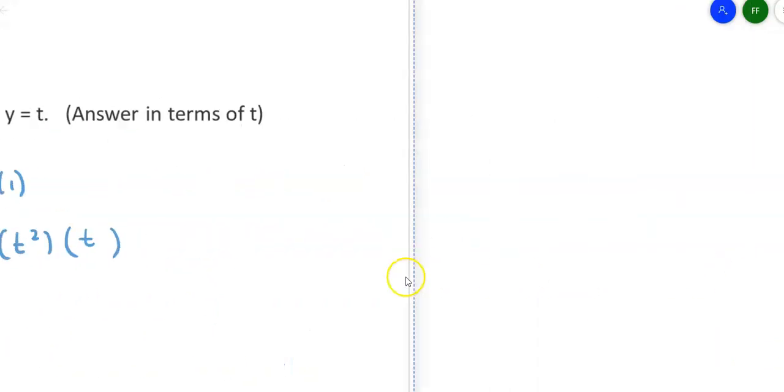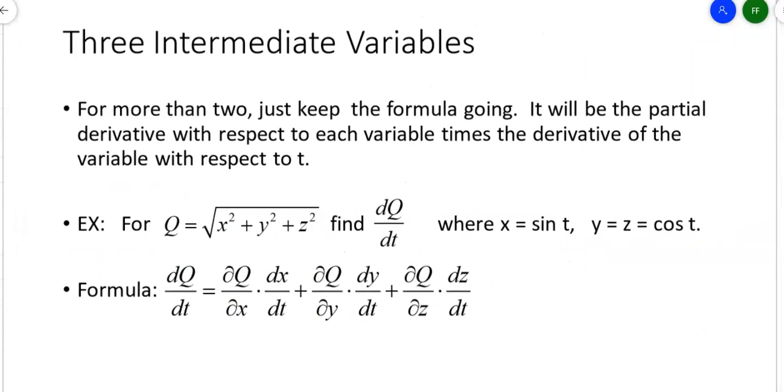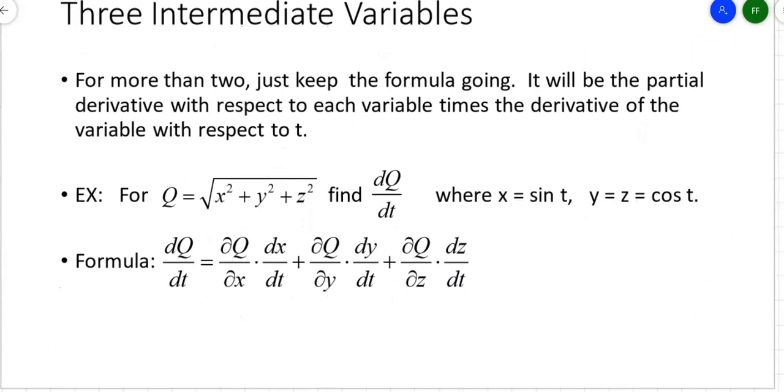All right, what happens when we have three variables? If you've got 3 intermediate variables, it works almost the same, except it's got an extra piece to it, doesn't it? If you want the partial derivative with respect to t and you've got 3 intermediate variables, same thing. Partial function with respect to the first variable, derive the first variable with respect to the parameter. Partial with respect to the second variable, derive the second variable with respect to the parameter. Partial derivative with respect to the third variable, derive the third variable with respect to the parameter.